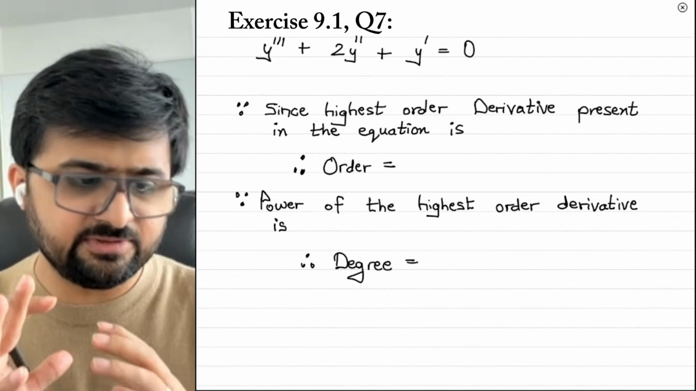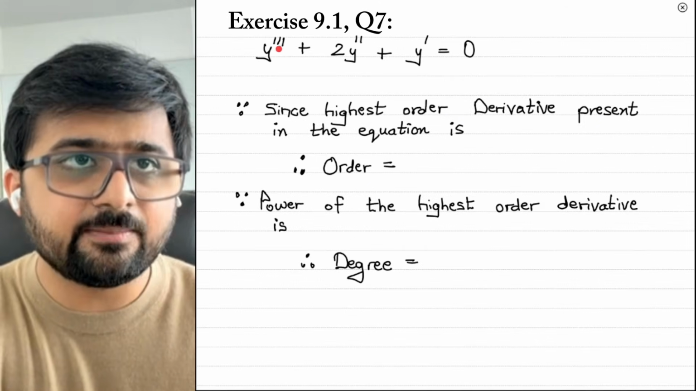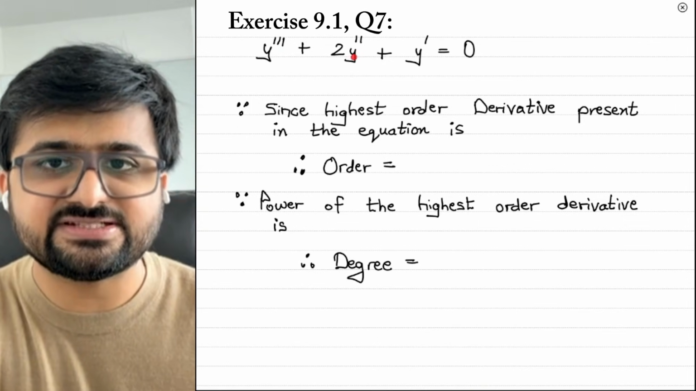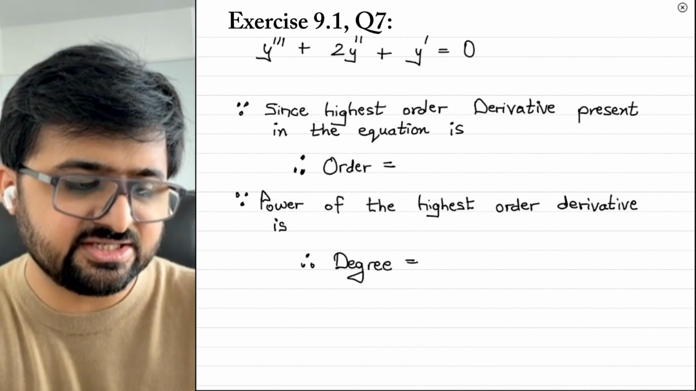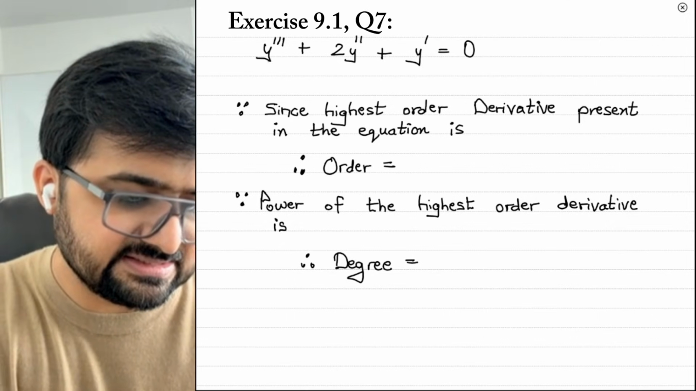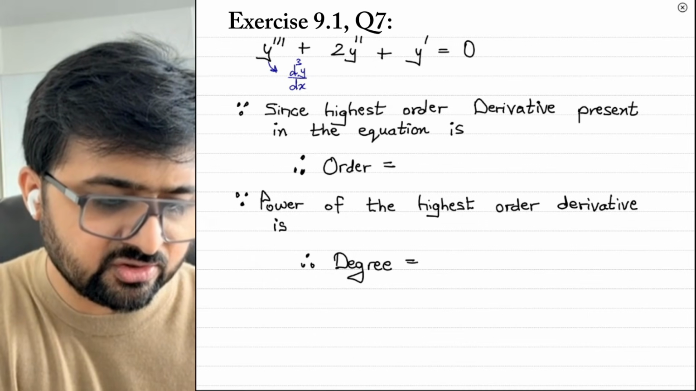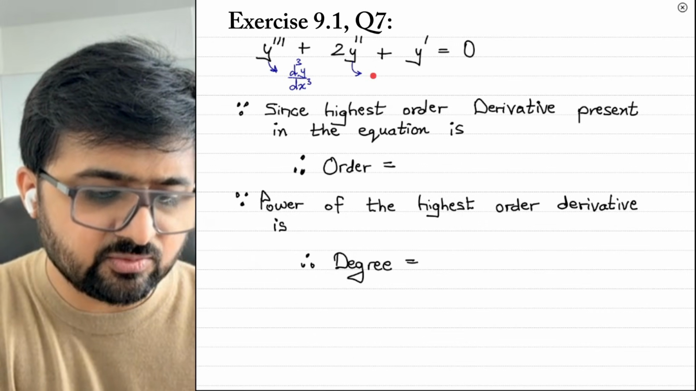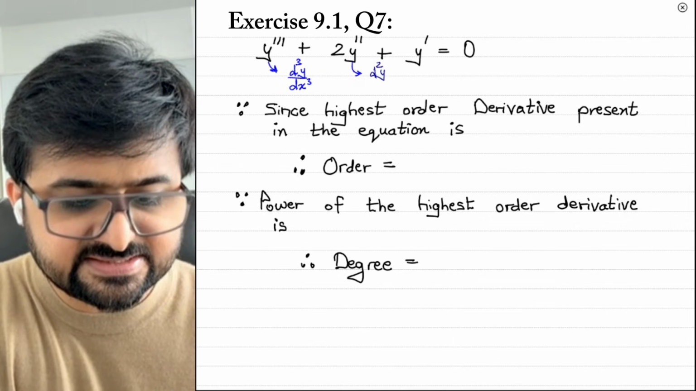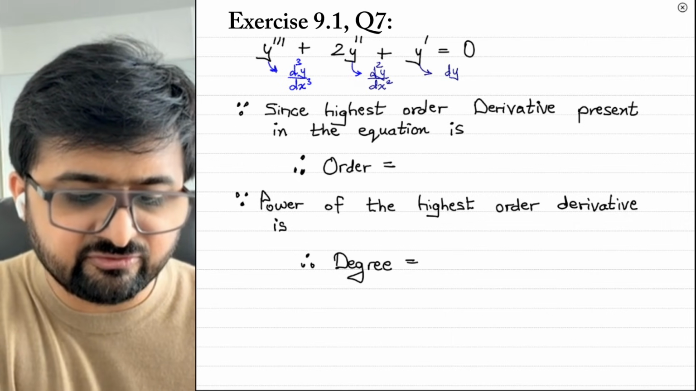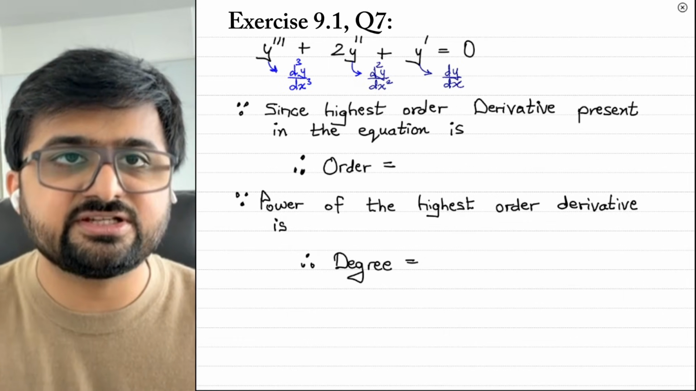Now let's look at a very similar example. We have y''', which is the third order derivative, plus 2y'', which is the second order derivative, plus y' equal to 0. In this case, this y''' is d³y/dx³, the third order derivative of y with respect to x. This y'' is the second order derivative of y with respect to x, and this y' is the first order derivative of y with respect to x.